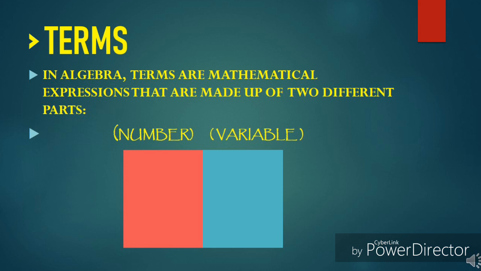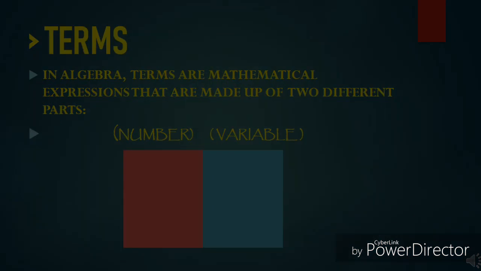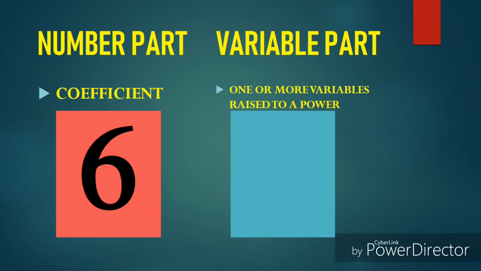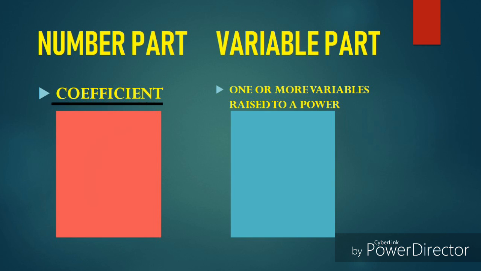So para mas lalo nyo maintindihan, i-digest pa natin yung number tsaka yung variable. So unahin natin yung number part. Number part is just pretty simple. Kasi number lang siya like 10, 3, 8, or 6. And may official name rin siya na tinatawag na coefficient.